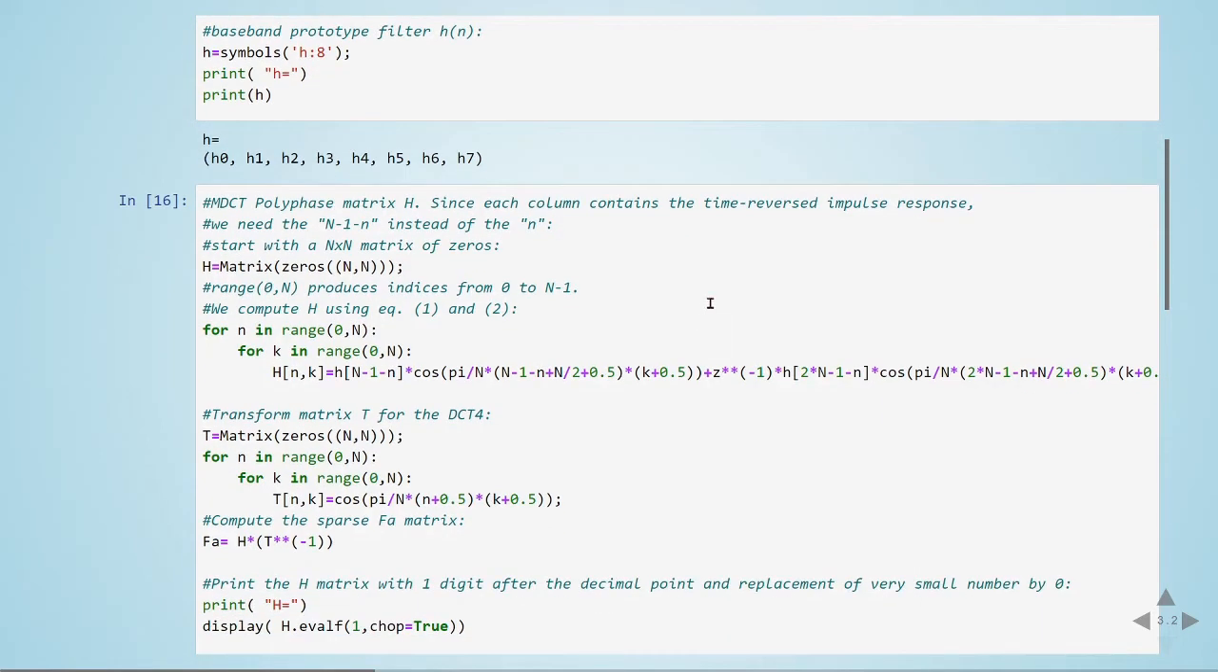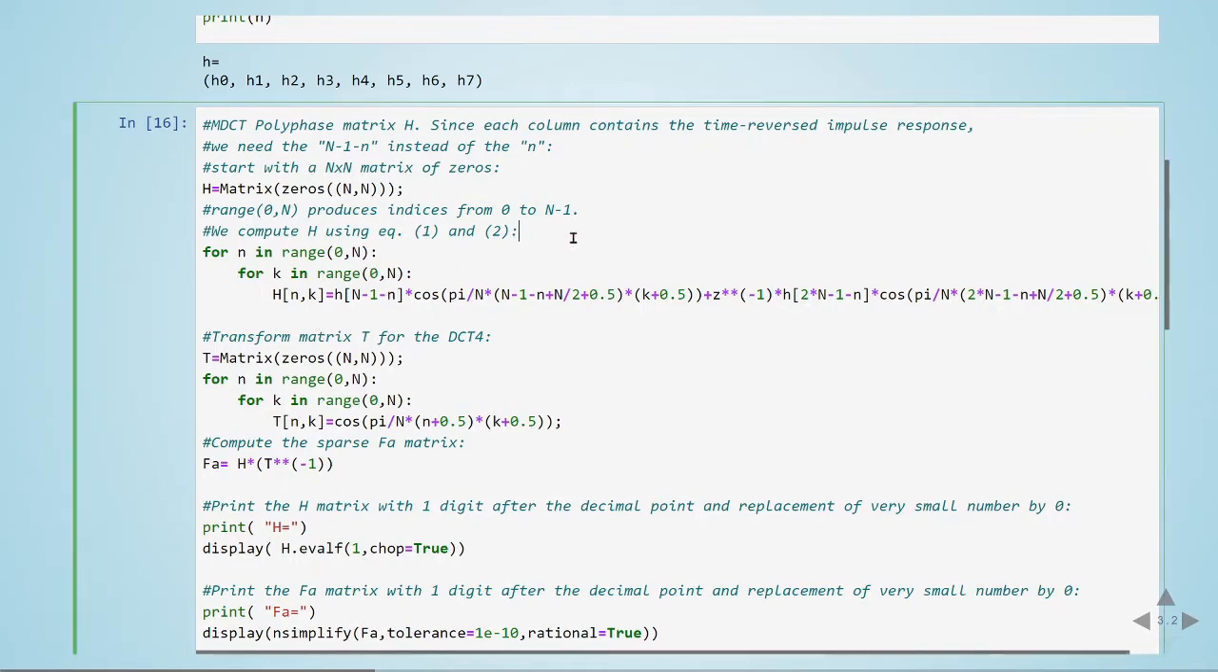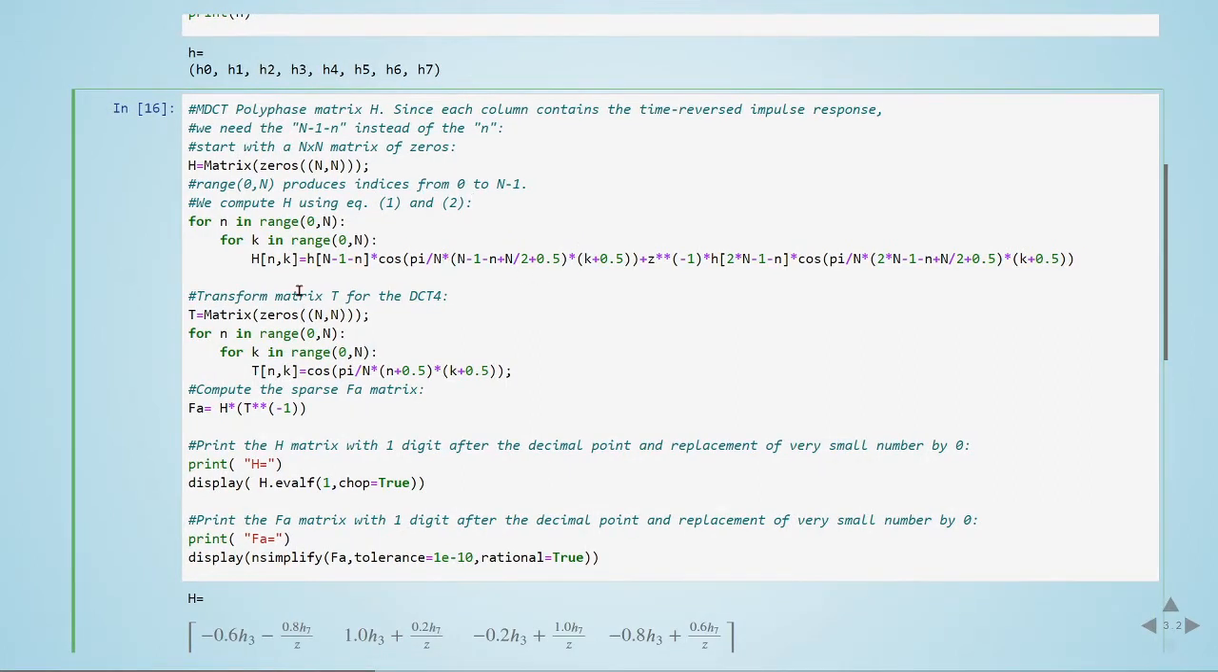And we start with an n by n matrix of zeros. So what we're doing, we're having a matrix of zeros, n by n, and then we are going n from 0 to n, and k also going from 0 to n, and here we have our n minus 1 minus n, and this will give all the elements for our matrix, and this is the equation we've seen before. Here we have our z to the power of minus 1, and here we would have our z to the power of 0.